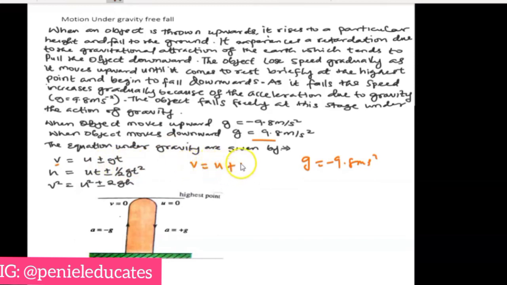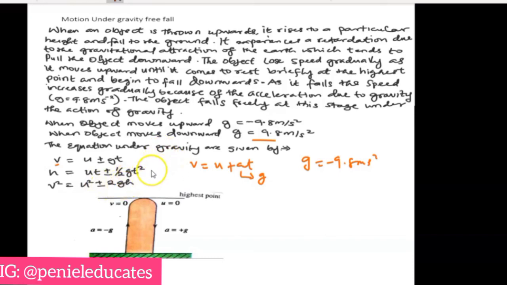We have our normal u plus at, the equation of motion. So this particular a is replaced by g, which is the acceleration due to gravity. So it can actually be plus or minus, based on the calculation we're doing. So s, this height, the maximum height reached, is ut plus or minus half gt square. Then v square is equal to u square plus or minus 2gh.